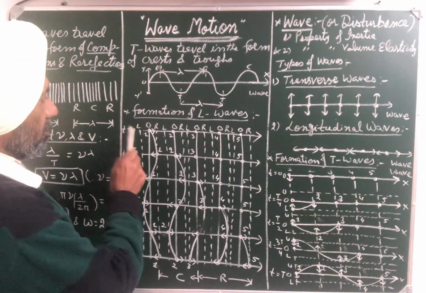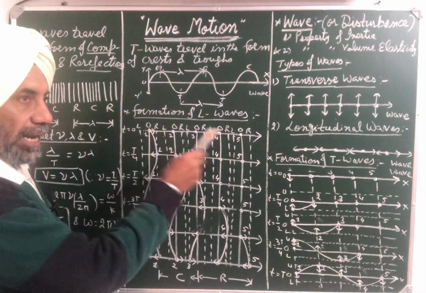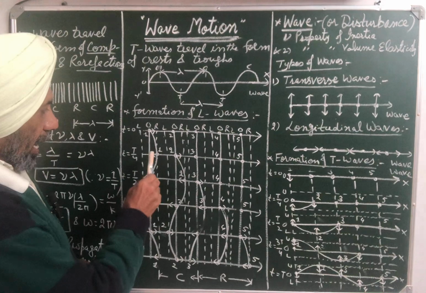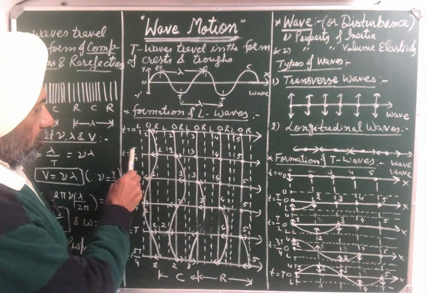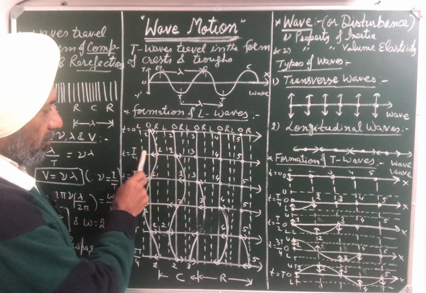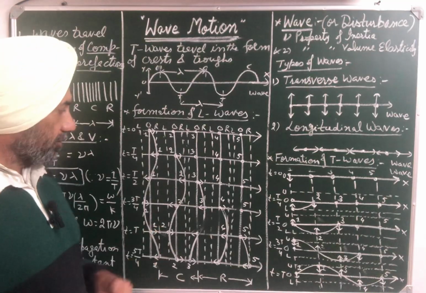Now, what happens at t equal to 0? Suppose particle 1 is just disturbed toward the right. 2, 3, 4, 5 are at rest. At t equal to T/4, particle 1 reaches the right extreme. Direction is reversed. 2 is just disturbed. 3, 4, 5 are still at rest.